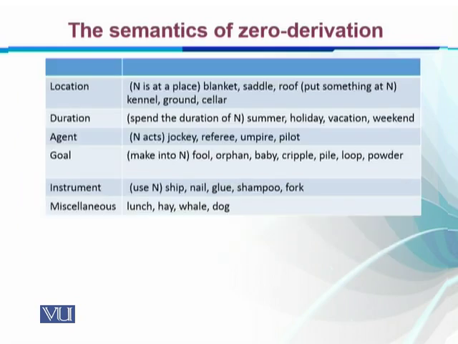Sometimes location is used, where the noun is a place: blanket, saddle. Duration, spanning the duration of a noun: summer is used as a verb. Agent: jockey, referee, umpire, pilot. Goal, make into the noun: fool, to make somebody a fool. Instrument, used as a noun. For example, ship is used as a process of sending goods. Miscellaneous: lunch, hay, whale, dog, etc.